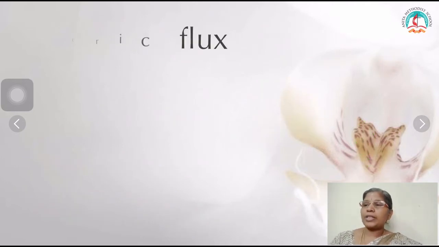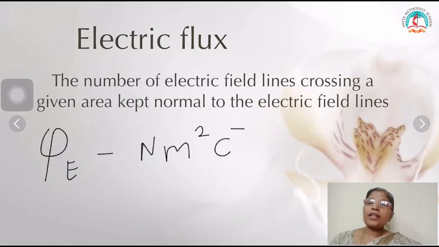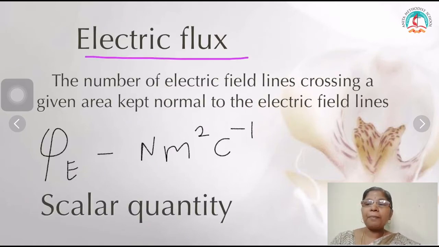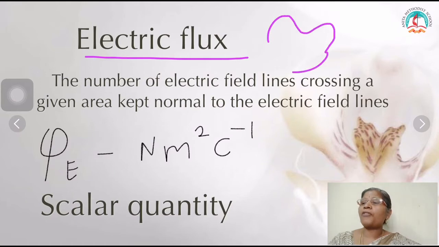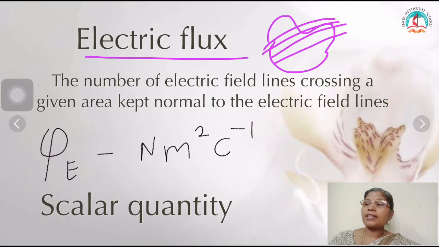Okay. Now the next one is electric flux. What is meant by electric flux? How many electric lines of force are crossing the system in a particular area, that is the electric field. How many lines are crossing, that is called electric flux. Now how do you represent the electric flux? Electric flux is represented by phi E. What is the unit of electric flux? N m square C power minus 1. It is a scalar quantity.